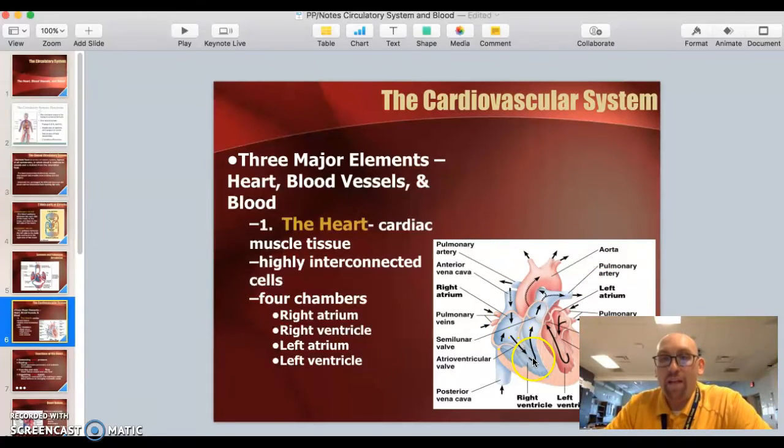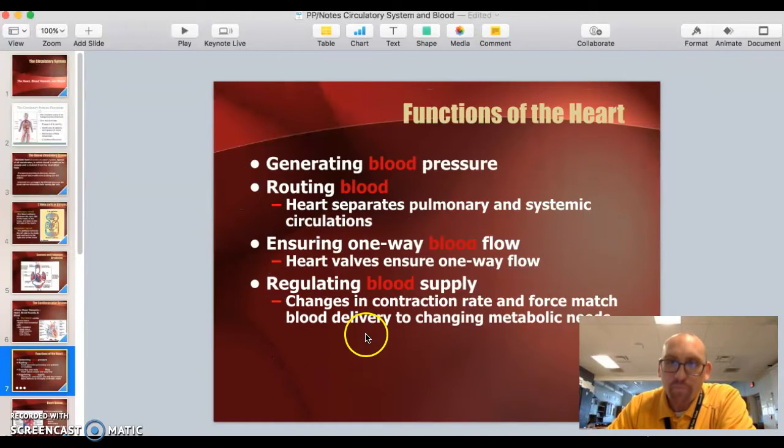So as these push out to the body, it's like a domino effect. This pushes the blood, from the aorta, throughout the body, which then pushes the blood to fill back in the atria and so forth. So it's all kind of a domino effect. All right. So the heart generates blood pressure, which then really pushes the blood through your body. It also plays a role in routing the blood, so it separates the pulmonary and systemic. It also ensures one-way flow because of these valves we're going to talk about.